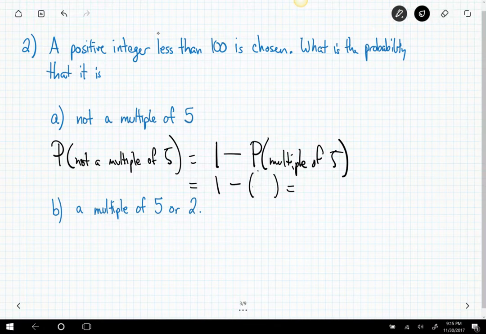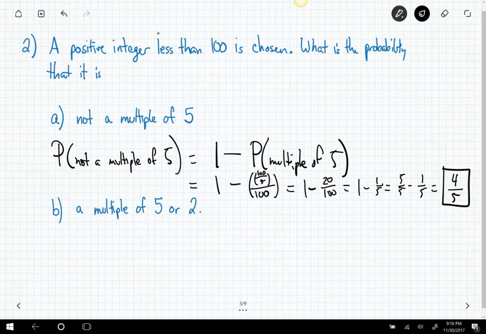Remember, it's a probability, so I have 100 divided by 5 over how many numbers? So it should be out of 100 numbers. So this is 1 minus, you get 20 over 100, which you can rewrite as 1 out of 5. So 1 minus 1/5, which is the same thing as 5/5 minus 1/5, which equals 4/5. And by the way, if you want to write it as a decimal, feel free to. Just make sure you include a few decimal places if need be.